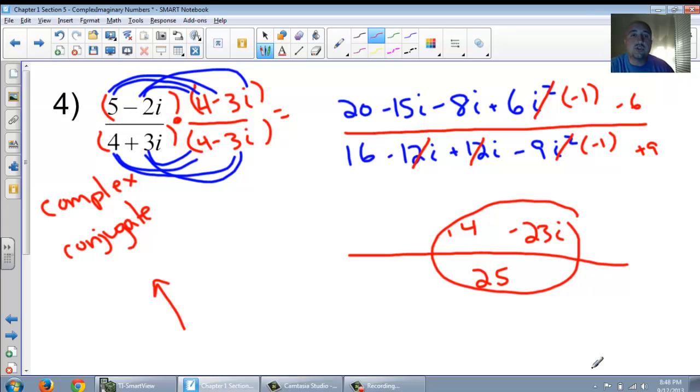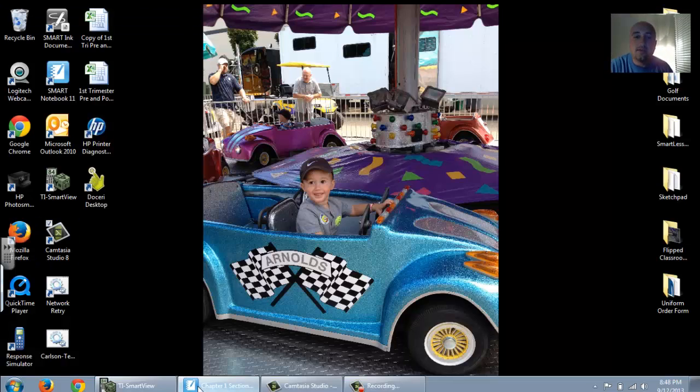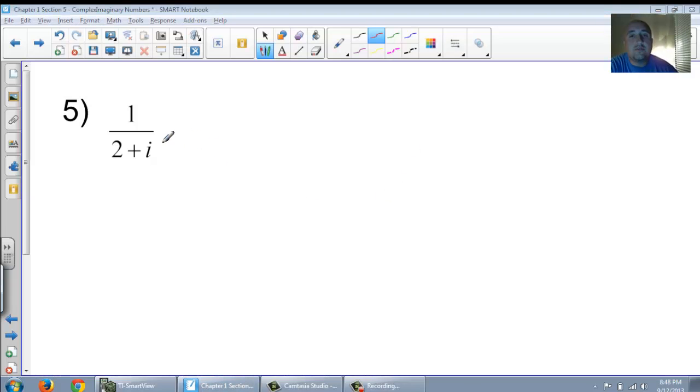So that is good. So we're going to do one more of those, and hopefully this will work. I don't know why that keeps happening, sorry. We're going to do one more of these problems. We're going to multiply by the complex conjugate, which for this one now would be 2 minus i. Okay, so let's see what we get.